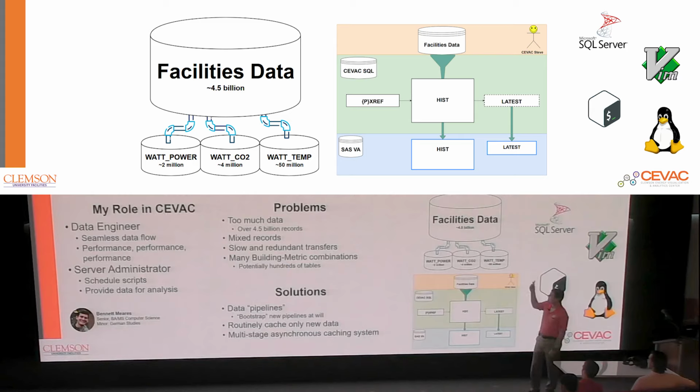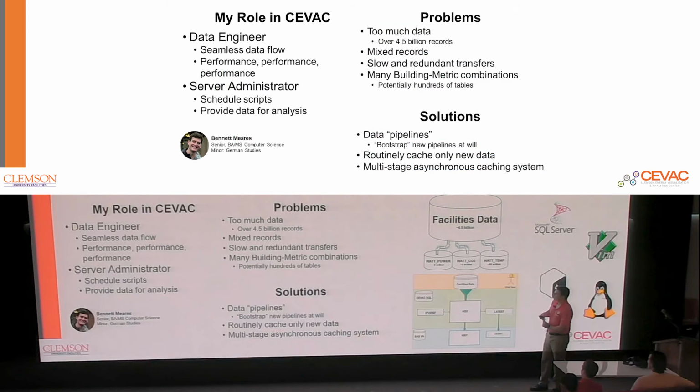Although the servers that facilities has are extremely powerful, parsing through 4.5 billion records is extremely expensive, and it takes up to an hour just to aggregate for huge data sets, let's say for one building's worth of data. So my job is that there's too much data, it's mixed. I want to reduce redundant transfers, which means I don't want to copy the same record twice. For example, if I know what the temperature in room A was in 2015, it doesn't make sense to copy that over more than once.